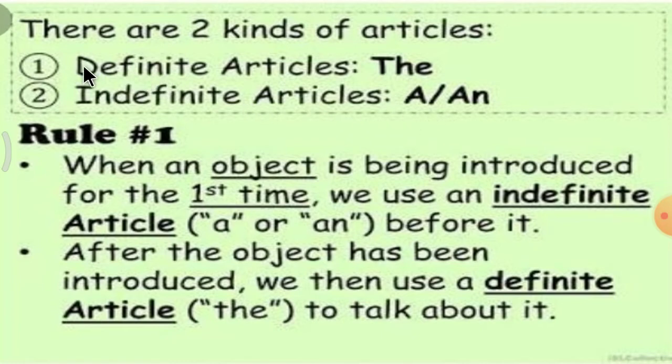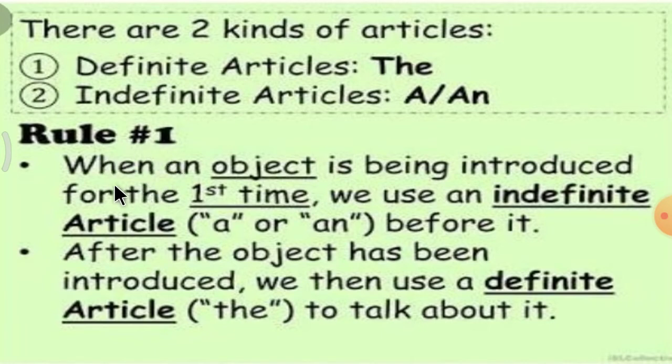How many types of articles are there? There are two kinds of articles. Number one, definite article. Number two, indefinite article. Definite article, the. Indefinite article, a or an. Now, let's see the rules of articles.